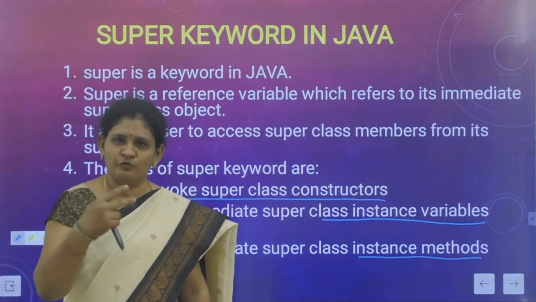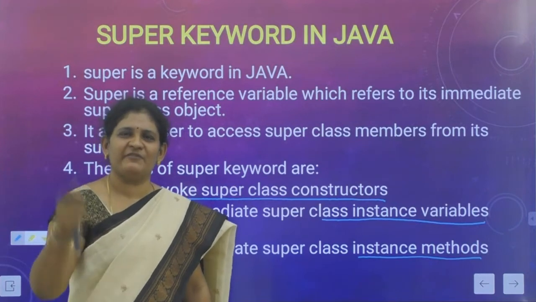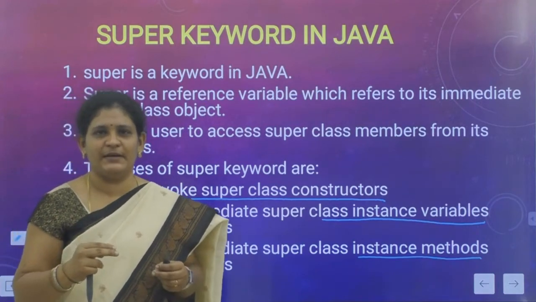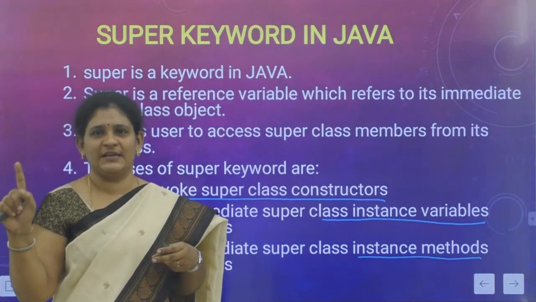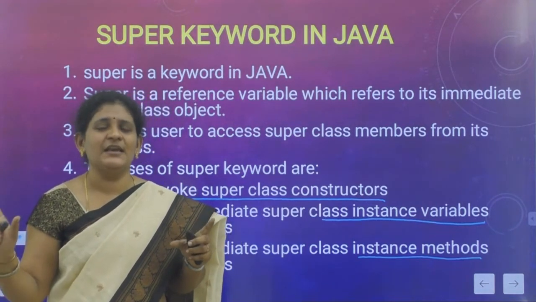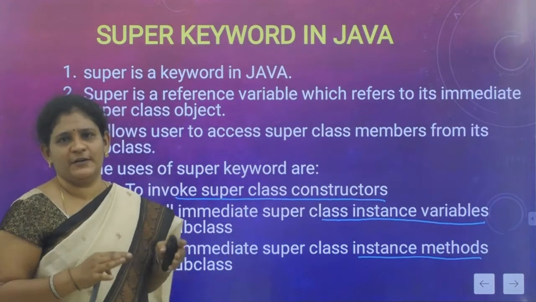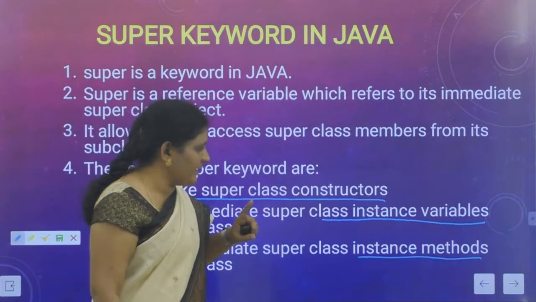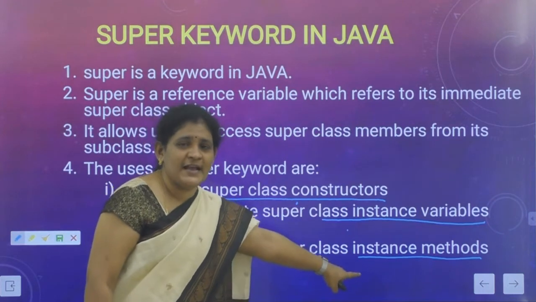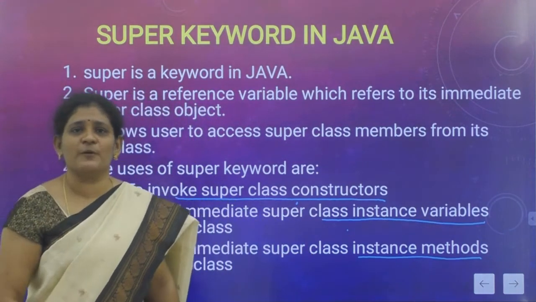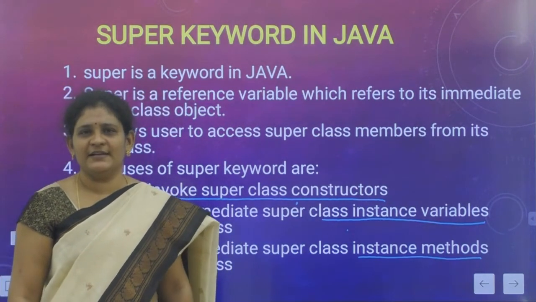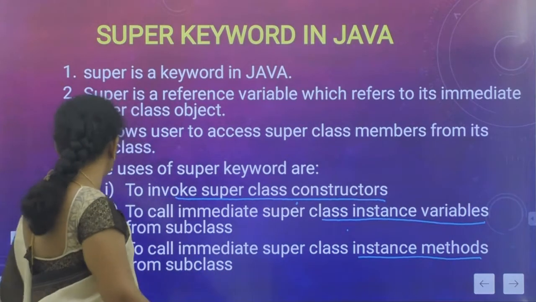Assume that we have 2 classes here, class A and class B. From class B, if I want to access class A properties, then I can use the super keyword. That is a simple statement. Again I am repeating, assume we have 2 classes, class A and class B. Class B has extended class A. If I want to access class A properties in class B, then I can use the super keyword. Not all the properties of the superclass, but what properties can I access using super? I can access constructors, instance variables, and instance methods. Only these 3 members I can access using the super keyword. Now let us see one by one with example programs.